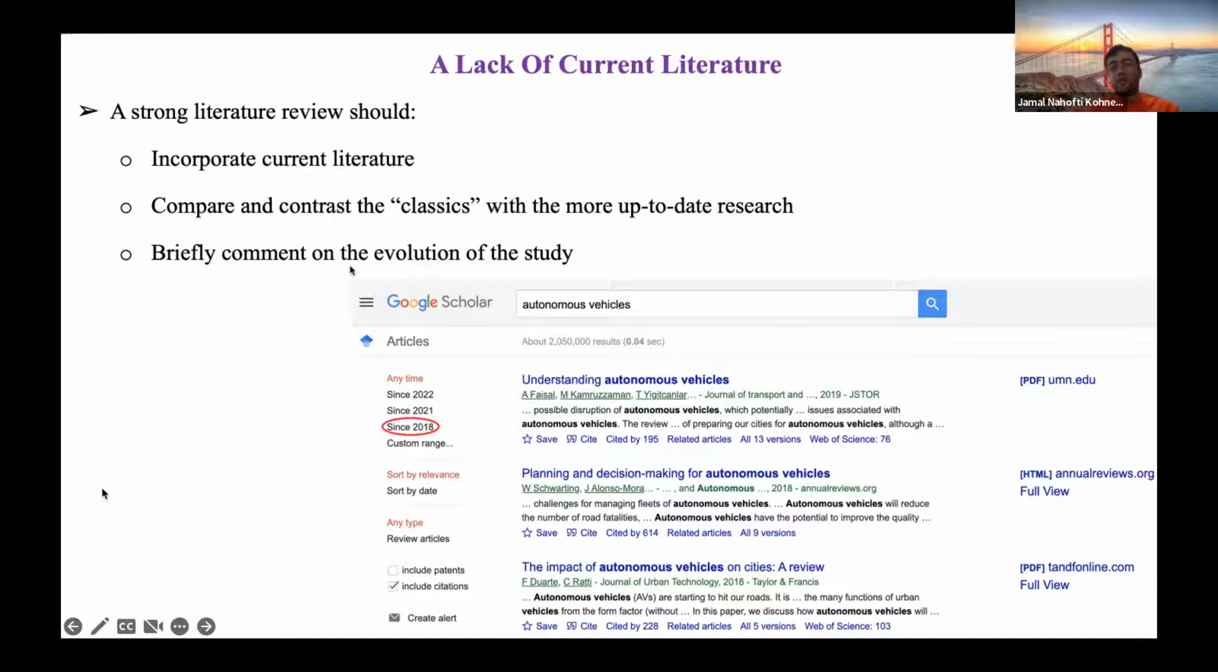Also, we can compare and contrast the classics with more up-to-date research and mention what the features of those classics were and what the features of the new studies are. And finally, we can talk about the evolution of the study, which you can show in a table: the evolution of that topic from the first research to the most recent research that you have.